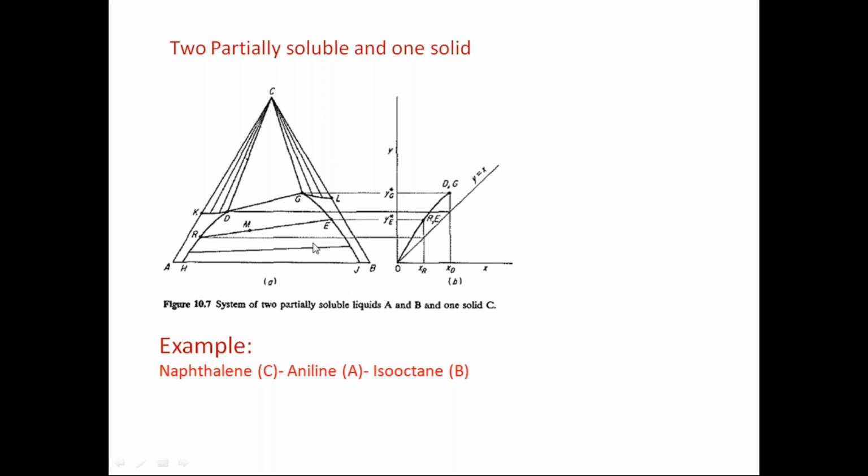This diagram indicates that you have a heterogeneous region within this binodal, and if you are here, then you have no homogeneous, and here you have a homogeneous. Above this you have one solid. Certain naphthalene will be in solid form at high concentration, and aniline and octane will be in liquid form. So there will be three different layers here.